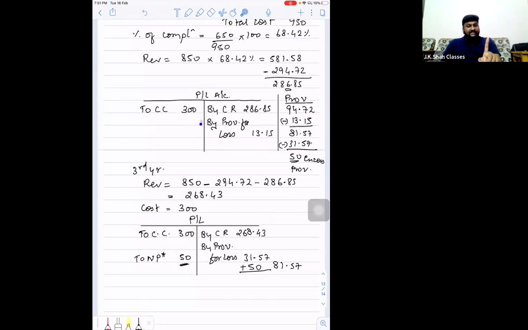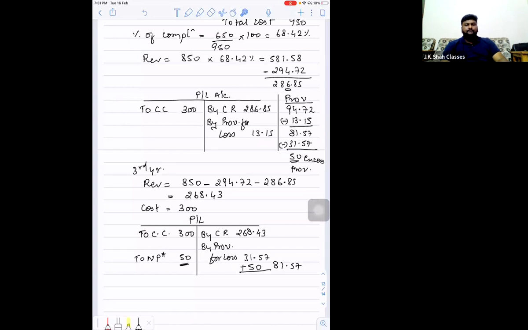But in the second year, if the losses would have further increased by 20, then I would have created a further provision by 20 rupees. I would have increased my provision by 20 rupees. But profits cannot be recorded in the second or third year. It will be recorded in the final year itself.